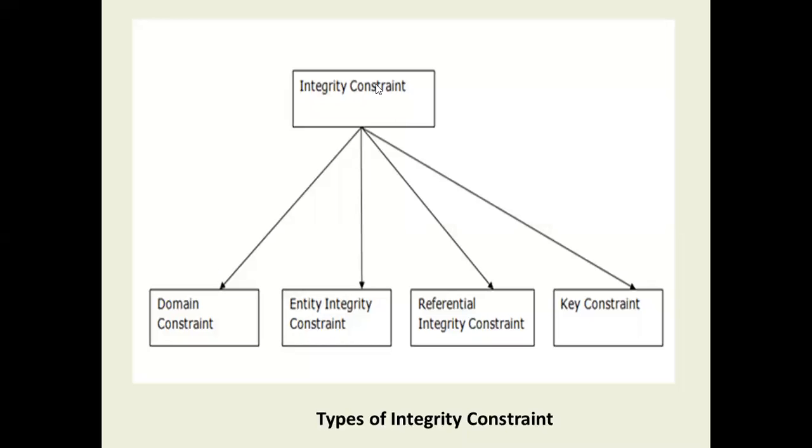In the same way, domain constraint, what is the rule? Here we are assigning some data type, and only this data type is allowed. Okay. In the same way, entity integrity constraint: here we are assigning an integrity constraint for the entity. So these are the different types of constraints.